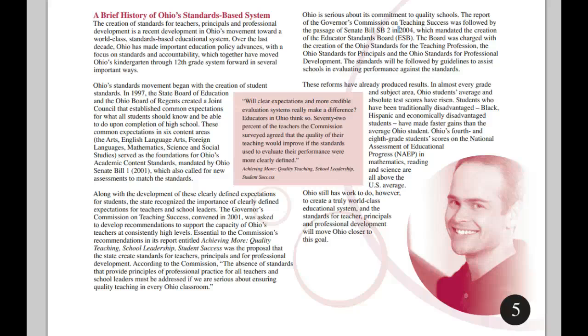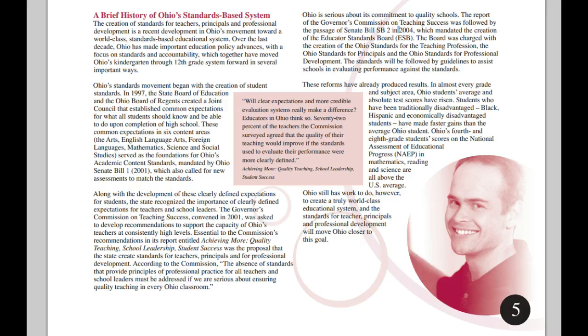So why does Ohio's Resident Educator Program put so much emphasis on Ohio's teacher standards? That's a good question. Let's start figuring this out by looking at a brief history of Ohio's standards. This document is page 5 of the Complete Educator Standards book, which includes more than just the teacher standards.